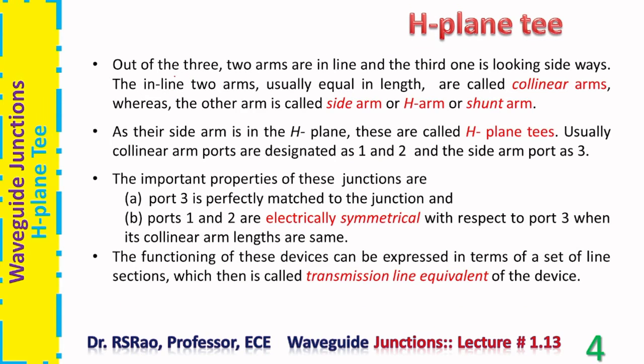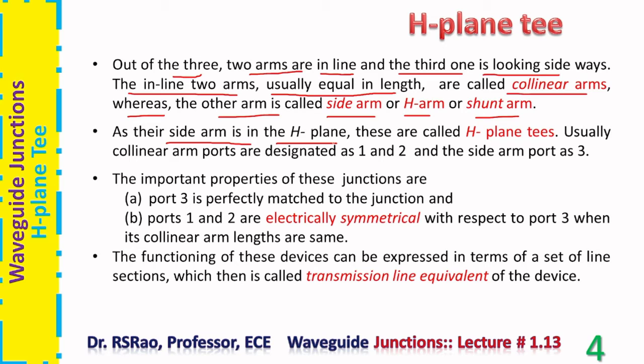Some more points. Out of the three, two arms are in line and the third one is looking sideways. The in line two arms usually equal in length. They are called collinear arms. Whereas the other arm is called side arm or H arm or shunt arm. As their side arm is in the H plane, which is already explained, these are called H plane T's. Usually collinear arm ports are designated as 1 and 2 and side arm port as 3.